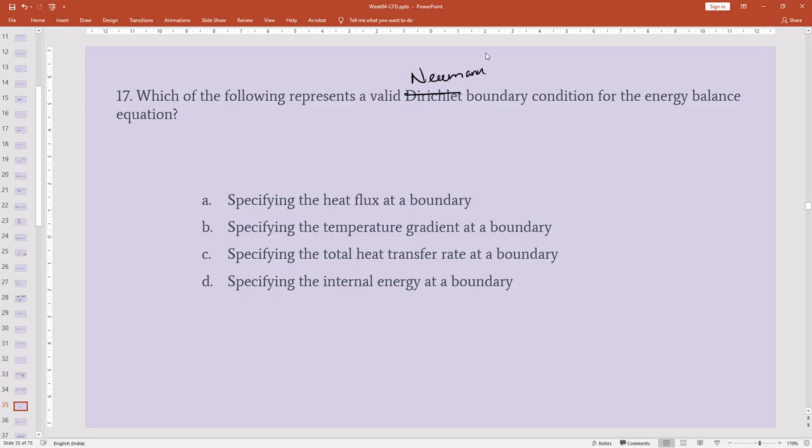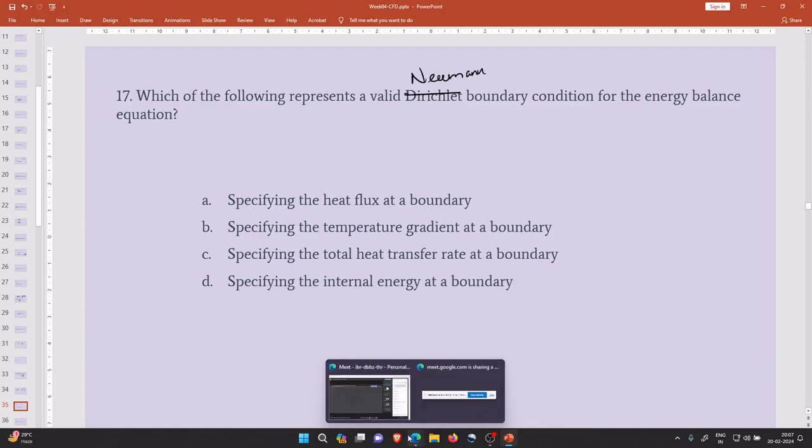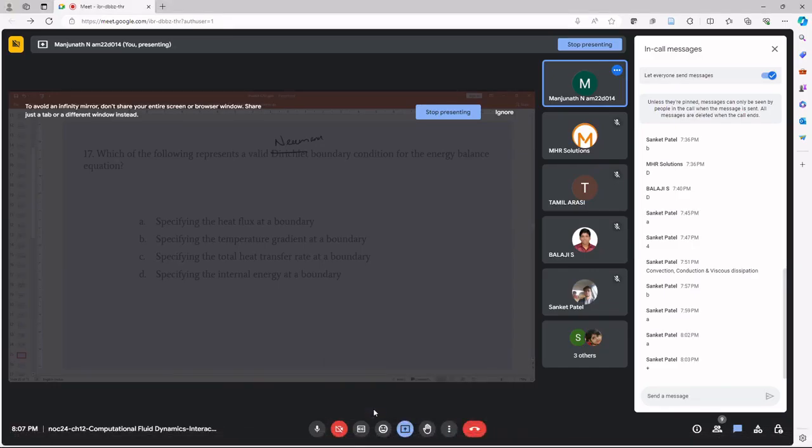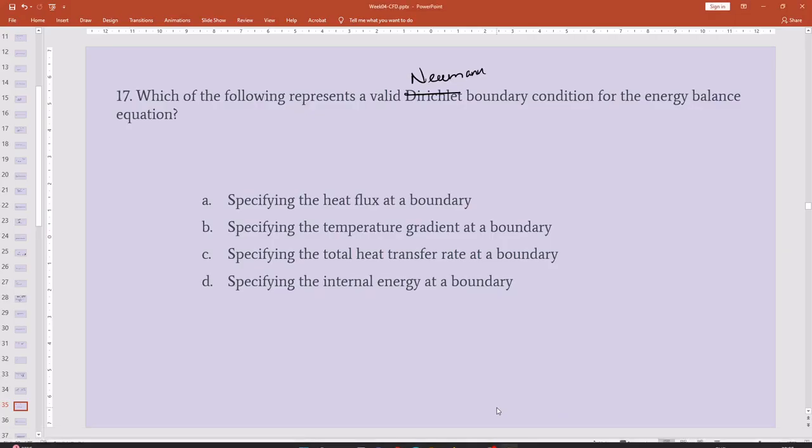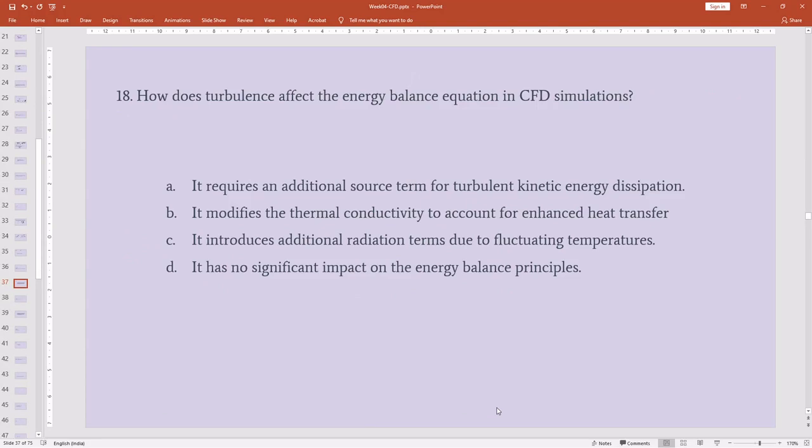Take it as Neumann. Which of the following represents a valid Neumann boundary condition for the energy balance equation? Option A, specifying the heat flux at a boundary; specifying the temperature gradient at a boundary; specifying the total heat transfer rate at the boundary; specifying internal energy at the boundary. So, what's the solution? Let's skip this question and go on to the next question.